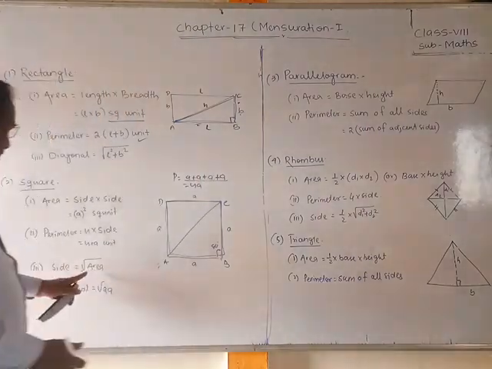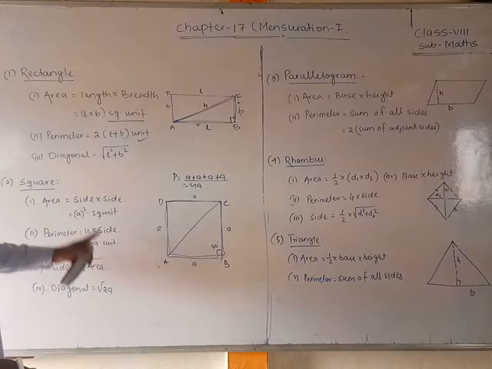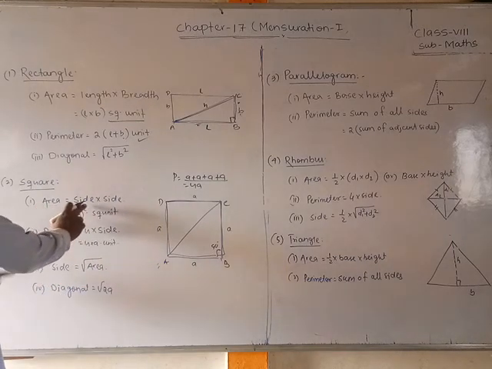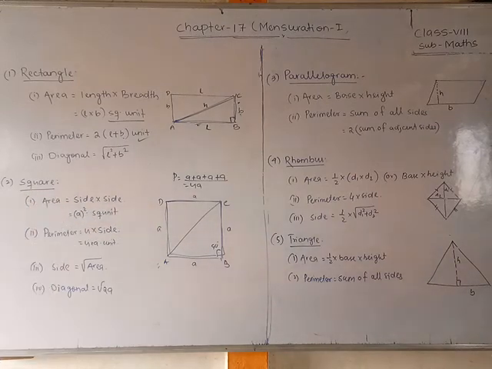That means root over the area. If the area is a square, a square is equal to this, so a is equal to root over this square, and we will get the side as root over the area.